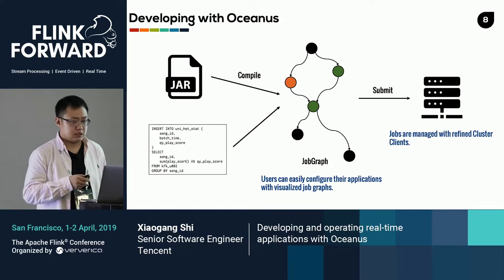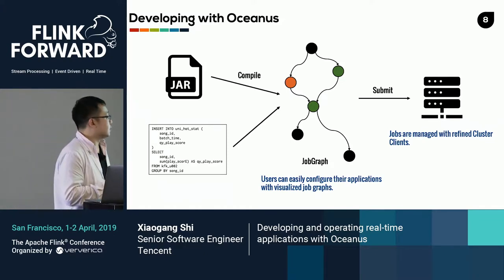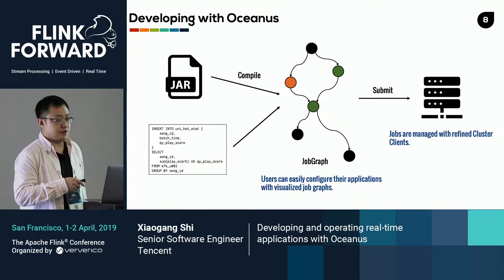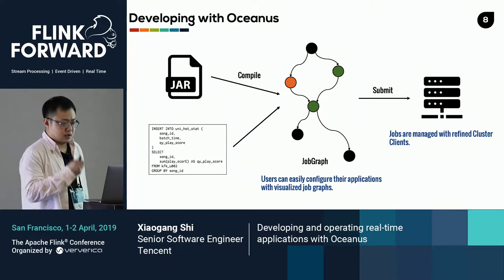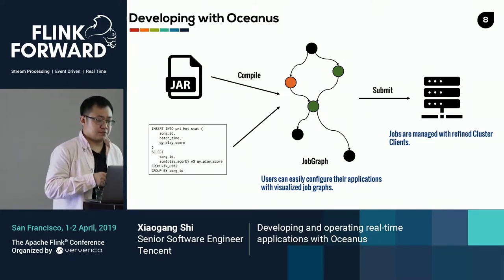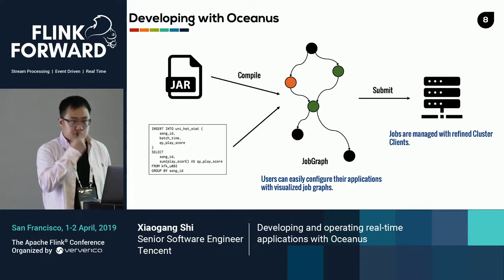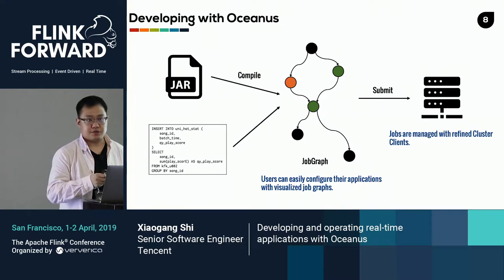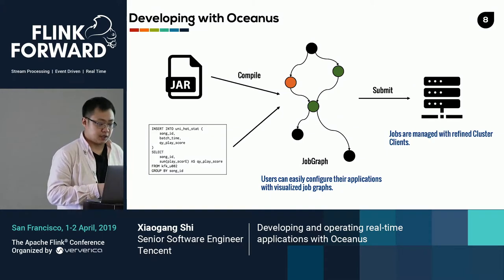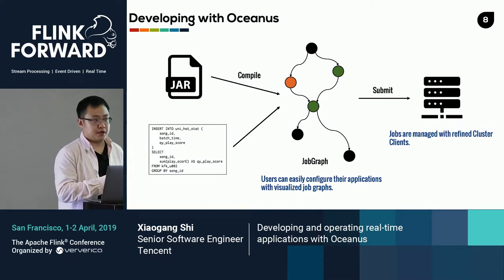We also provide streaming SQL and data stream APIs for our users. A big problem of developing real-time applications in SQL and data stream APIs is that it's hard to configure these jobs, because when we write our programs in SQL, it's hard to configure the parallelism and the name of the vertexes. Data streams provide some interfaces to allow such configuration, but these configurations can be changed now and then.